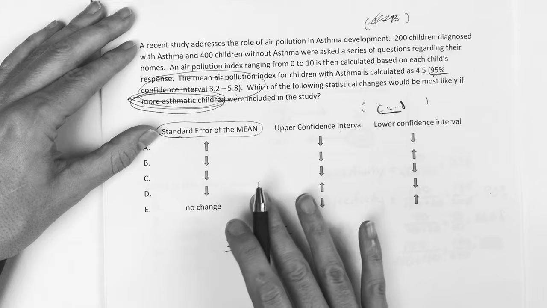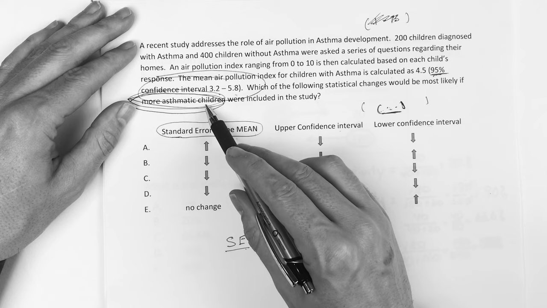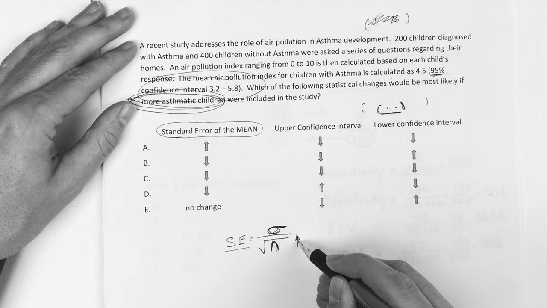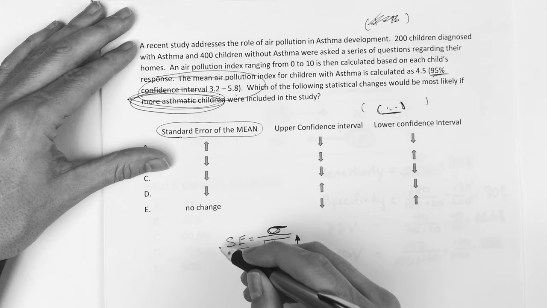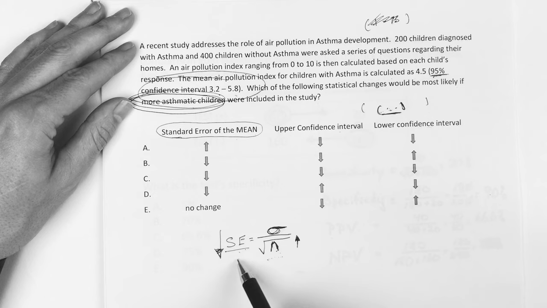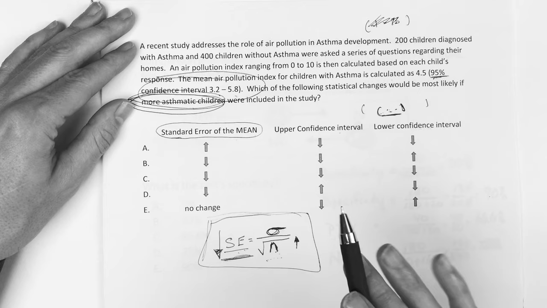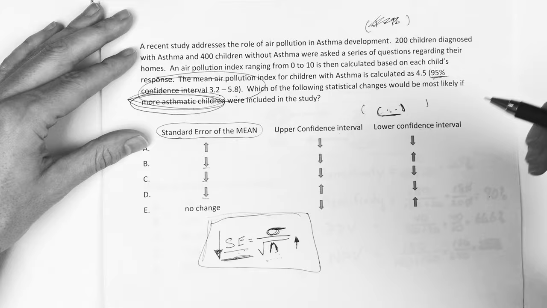So if you put more people in the study, what happens? The bottom number, the denominator, gets bigger. And if the denominator gets bigger, then the whole number gets smaller. So if you're gonna put more kids in this study, the standard error of the mean, and you'd have to memorize this, I mean, this is one of those really obscure ones, this guy is gonna get smaller. So it could be this one, or that one, okay? But what do we say about the confidence interval?